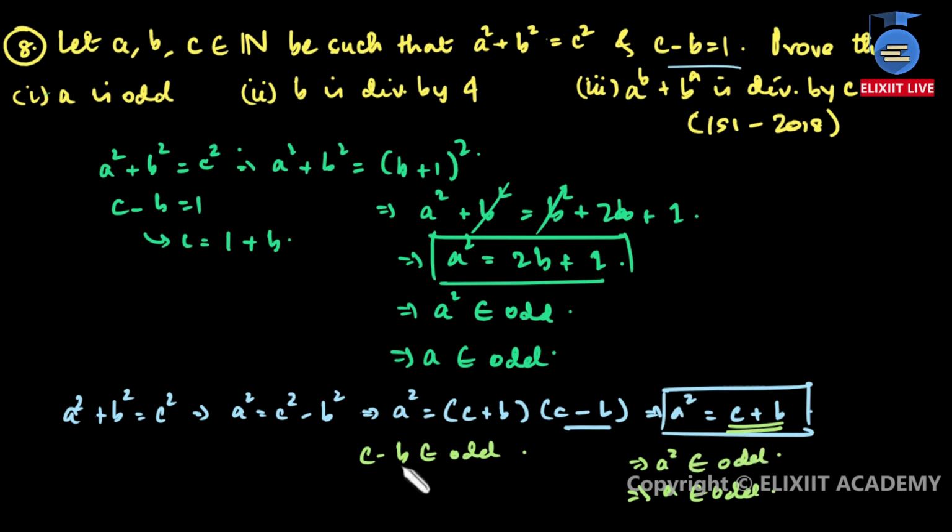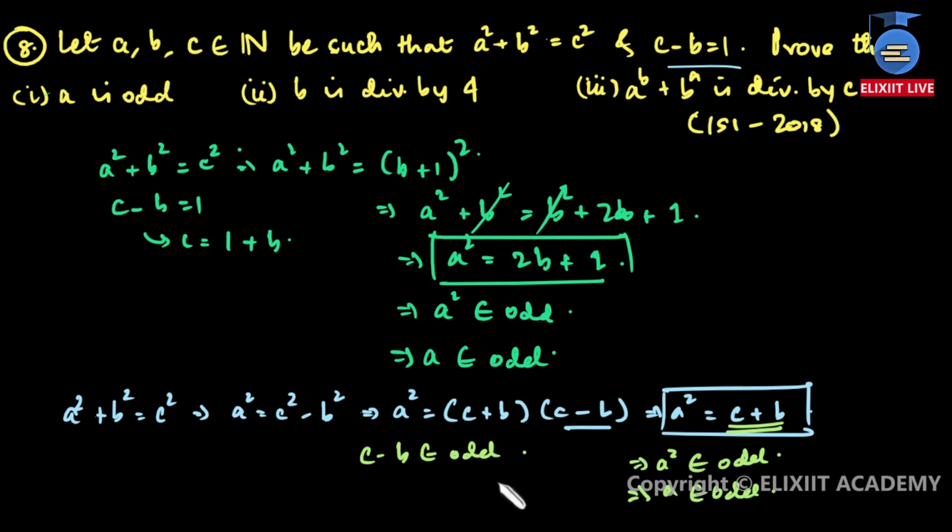So if c minus b is odd, then c plus b is also odd. Clear? Their sum is also odd, so a square is odd, which means a is also odd. That's all. That is the proof. Either you prove it in this manner by eliminating c, or you prove it in this manner.